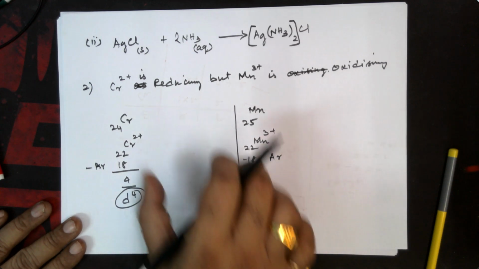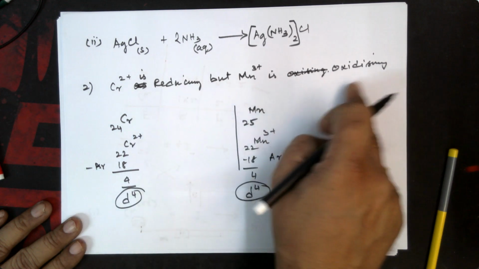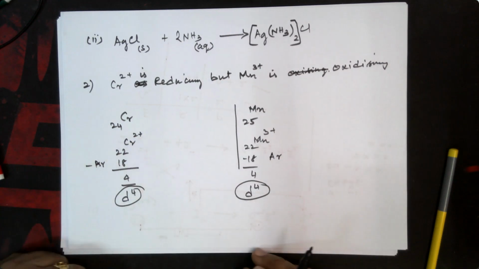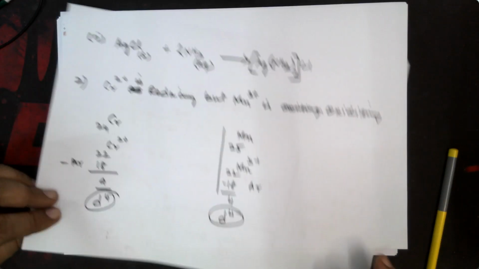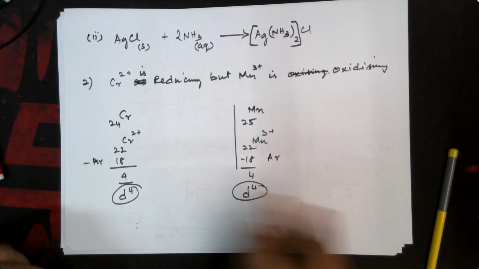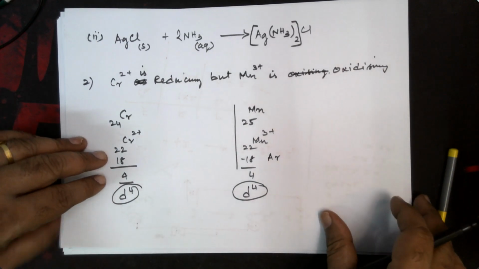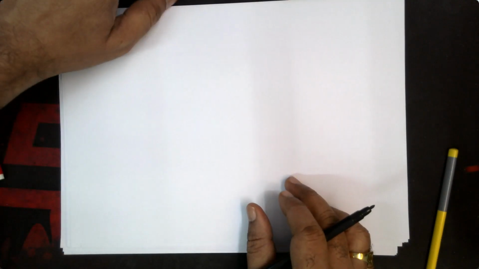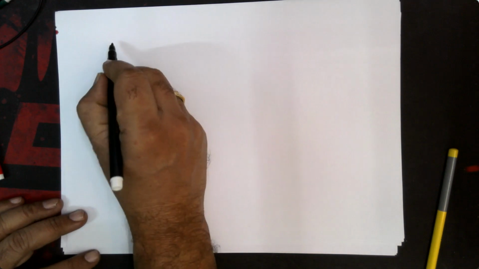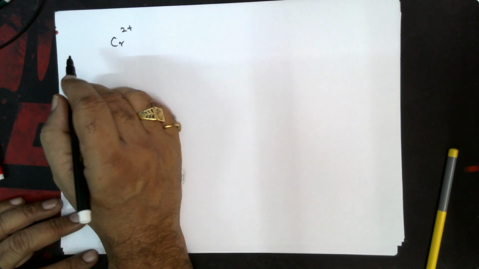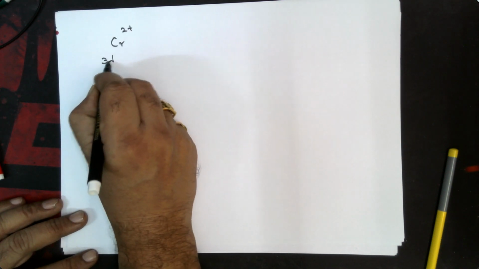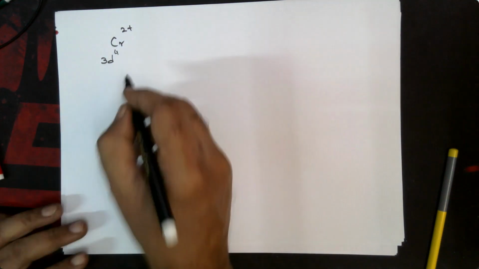The question is why one is reducing and the other one is oxidizing. The problem arises because of splitting of d orbital. Let us consider chromium first. Chromium, what is its oxidation state? 2 plus. And what is the electronic configuration? 3d4, and 4s is 0.